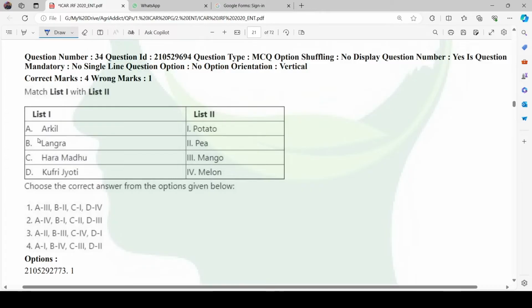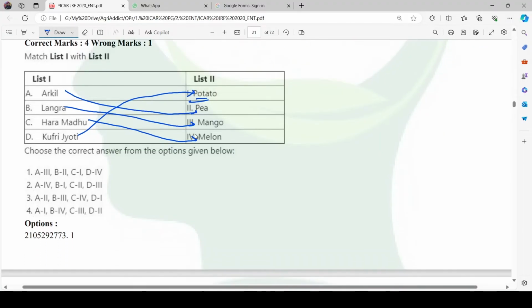So, match the following type question. First is Arkil. It's an important variety of pea. Langra, an important mango variety of UP, Bihar, and also West Bengal. Haramadhu is an important variety of melon. They just made it easy. In most of the cases you will find watermelon or musk melon, but they just simplify this to melon. So very easy for you to match this. Then Kufri Jyoti. Kufri is the potato variety. So option 3 is the correct answer.